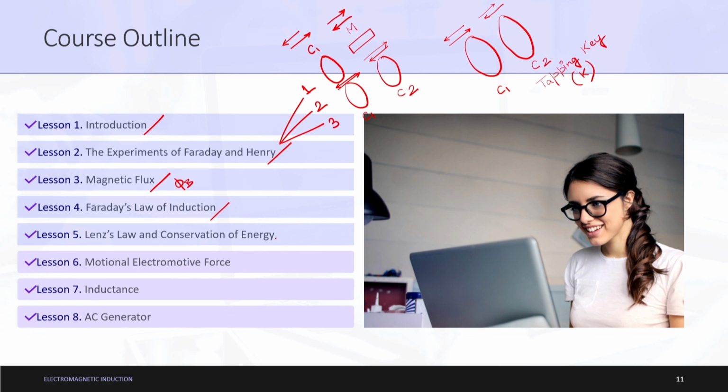Then followed by Lenz's law and conservation of energy, in which why the negative sign is coming, why the energy needs to be conserved, and how the energy is changing from one form to another form is dealt with in this lesson number 4.